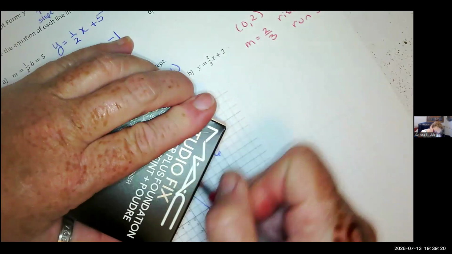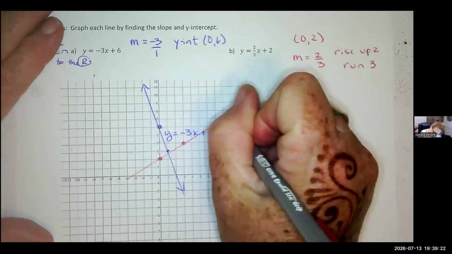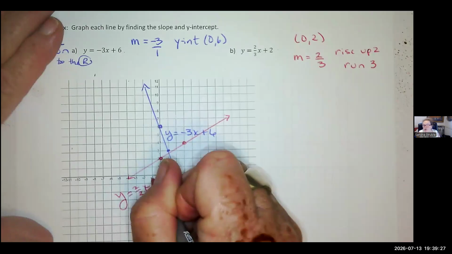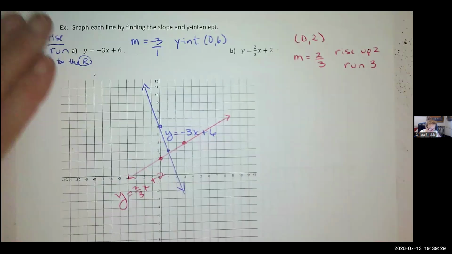Put my arrows and then label my line. If you do not label your line, I don't know what it is. I don't know that you know what it is, so I'm not going to assume. All right, that's page 1.